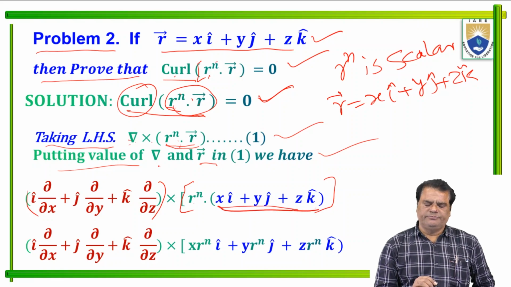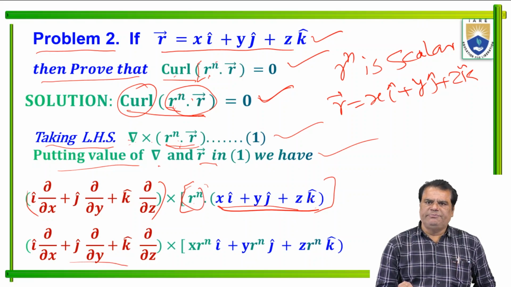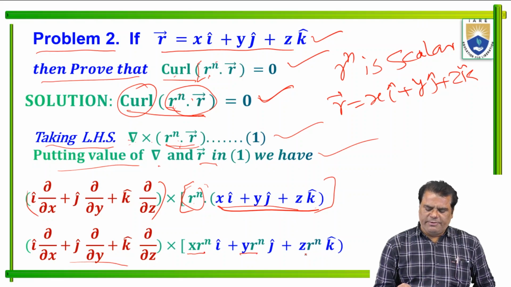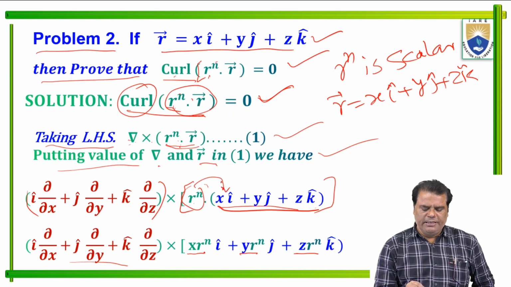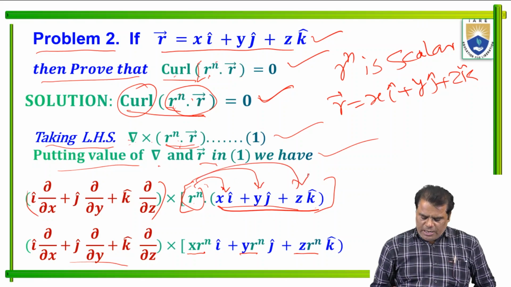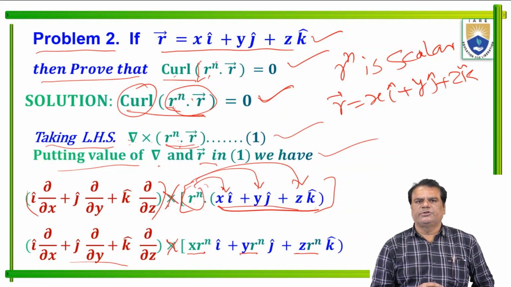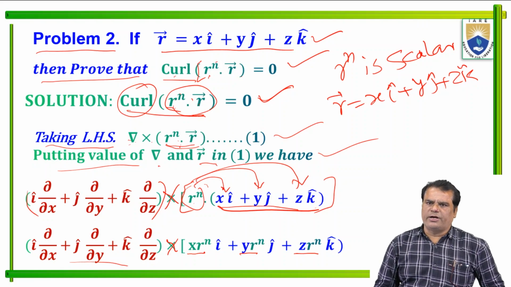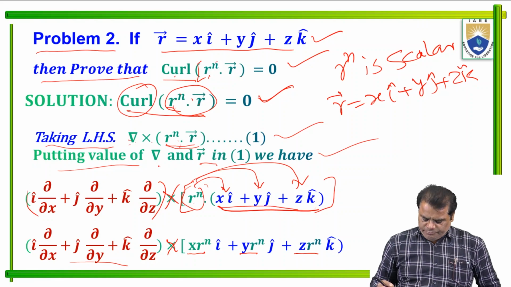We are not putting the value of R to the power n, but putting the value of vector R. This is vector R. So now cross product, this is del, and multiply by R to the power n inside the bracket. Then here x R to the power n, y R to the power n and z R to the power n. This multiply here and multiply here. Okay. So now here is the cross product. Cross product is always known as a vector product, and this quantity is known as a vector quantity.